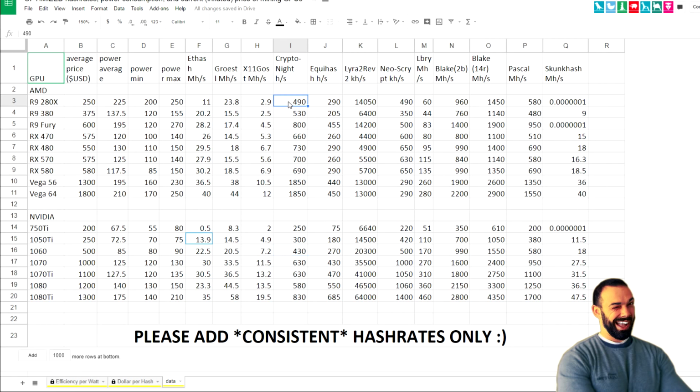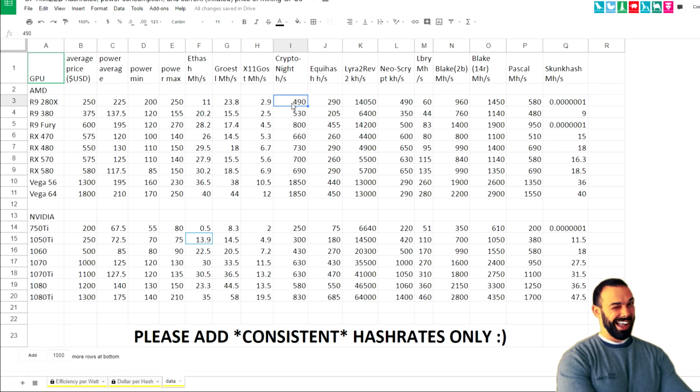The 280X does. So the 280X is almost twice as prolific as the 750 Ti at nearly the same price. And at exactly the same price, the 1050 Ti doesn't touch what the 280X can do from AMD. At the exact same price, it mines more.